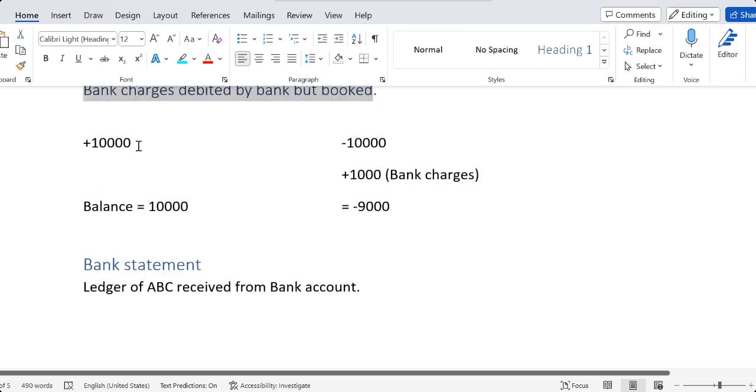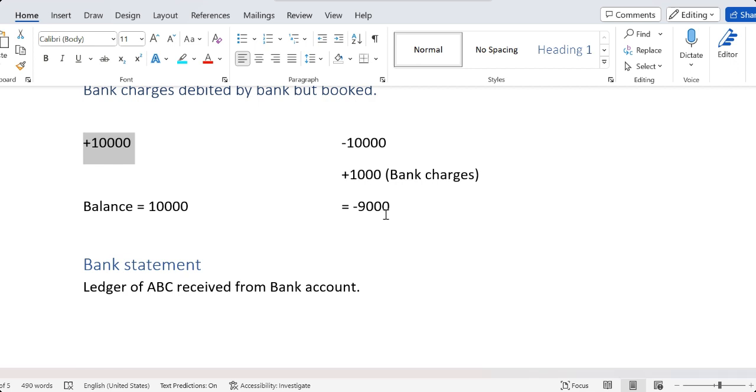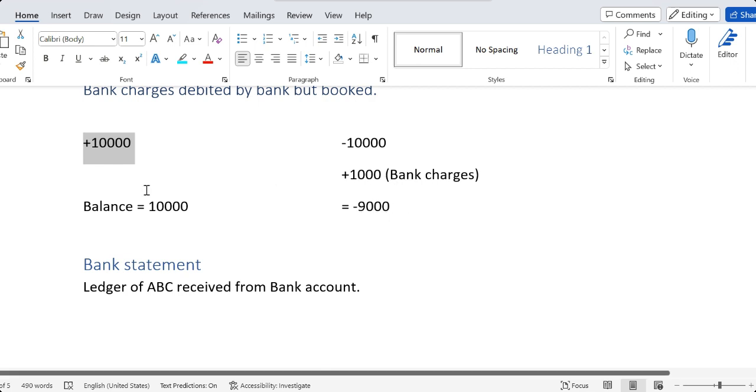Now another example is bank charges. Suppose this is the 10,000 and the bank has charged something, but I am not aware of that, right? Once I receive the bank statement, only then do I get to know that the bank has charged something. Then I will decrease this balance, right? So the bank was liable to pay 10,000 and the bank charged 1,000. Now the bank is saying I'm liable to pay 9,000, something like that.